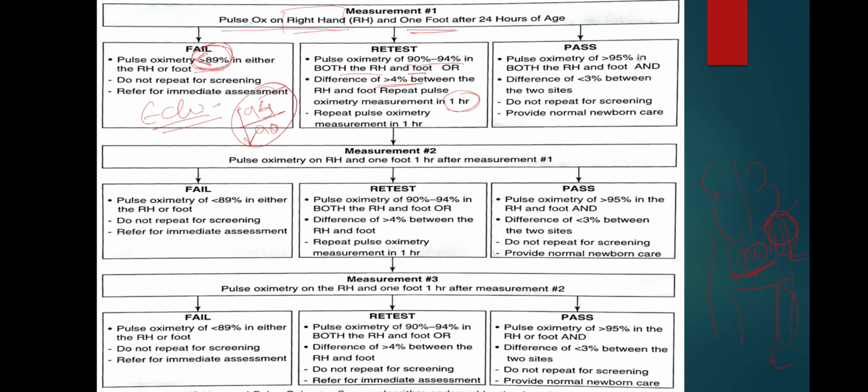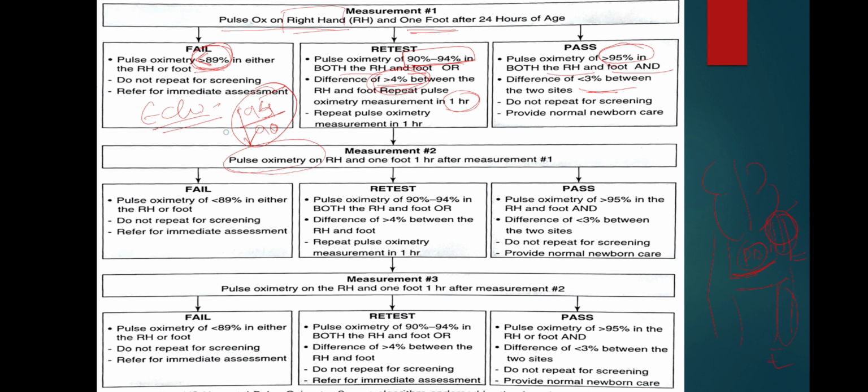But if the saturation is more than 95% in both the right arm and either foot, and the difference is less than 3%, then the child does not have any congenital cardiac problem. Now, if the saturation is between 90 to 94% or the saturation difference between the right arm and the left leg is more than 4%, then after 1 hour we again check the saturation.